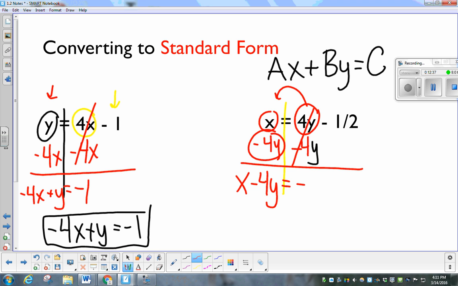equals negative 1 half. Sorry, this 1 half looked kind of weird right here. I couldn't get it to look right.